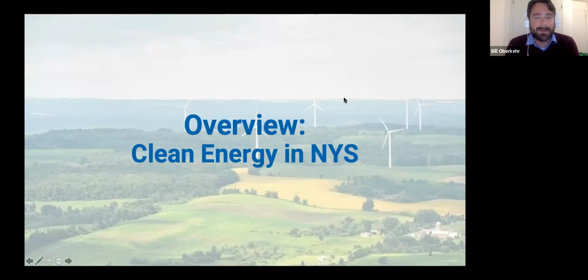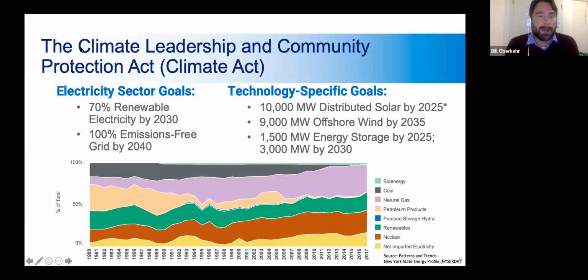So that was the commercial for the clean energy siting team. Now we're going to go into some clean energy policy and just broader overview. As Adam mentioned at the top, the Climate Leadership and Community Protection Act, or the CLCPA, or the Climate Act. That's really why we're here. That's New York State's current legislation for mandated renewable energy targets, greenhouse gas emission targets, and technology-specific targets. So we've got electricity sector goals of 70% renewable electricity by 2030. That's an interim goal toward 100% emissions-free grid by 2040, 10 years later.